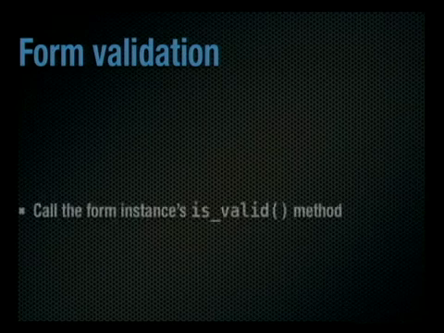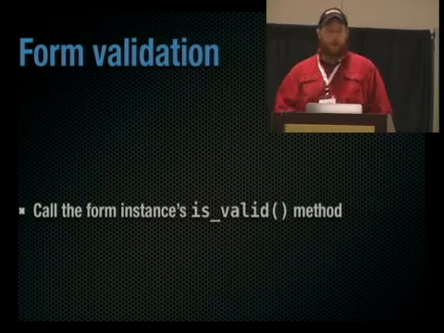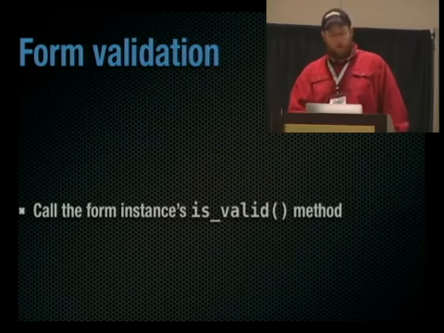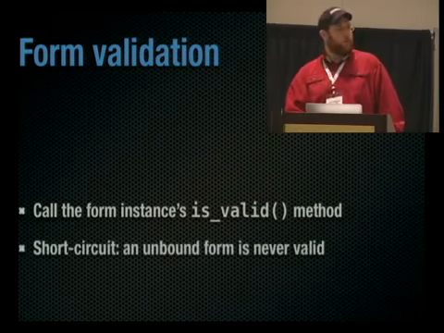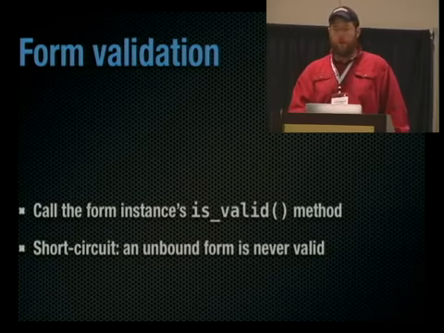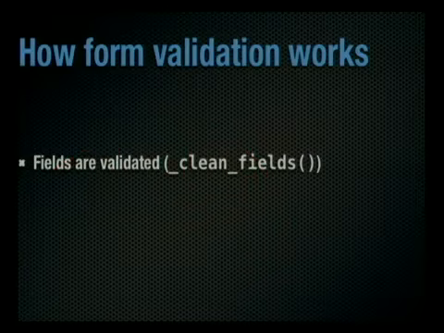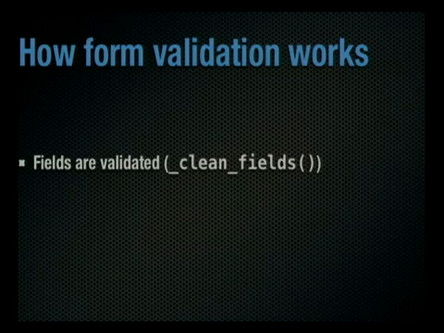This is where we start getting into form validation. The way you do this is by calling the is_valid method of the form. It's going to return True or False. Short circuit, if it's not bound to any data, it returns False, because a form with no data is not valid. Form validation, again, is a multi-step process. First thing we do is we call a method called clean_fields. Under the hood, all this does is run through every field in the form. Remember, we went over that field validation process, it just does that for each one of them.